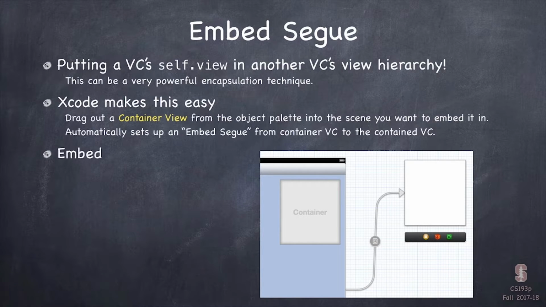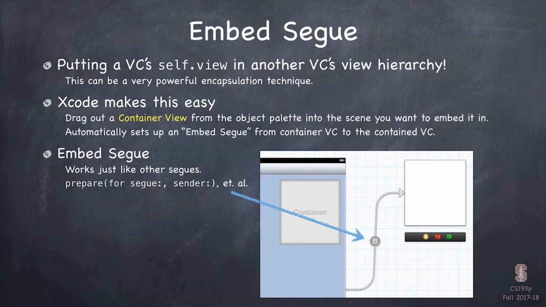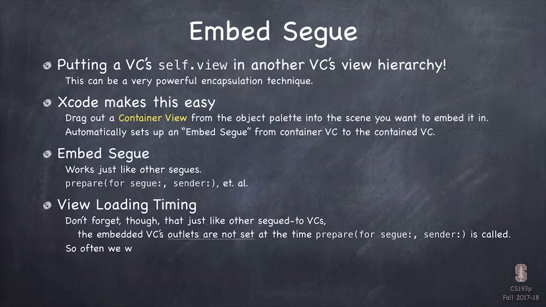Now, it works just like other segues in that you get to prepare for it, right? So you're going to get prepare for segue, and you can set the segue identifier right there. However, one thing to consider about embed segues is the timing there. Just like other segues, the outlets of the thing that you're connecting to are not set, so you can't really update it there.